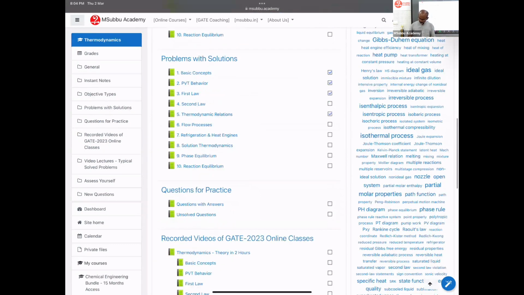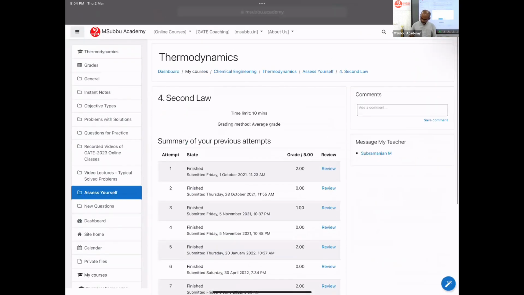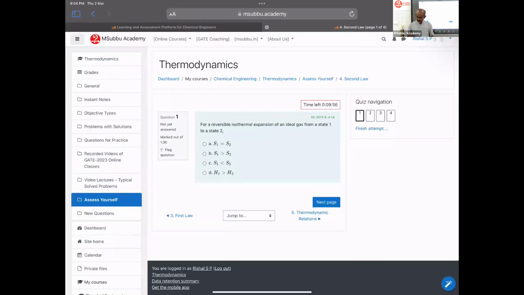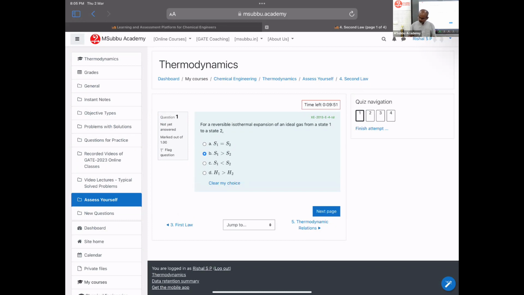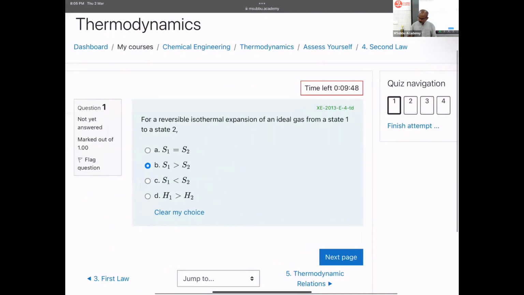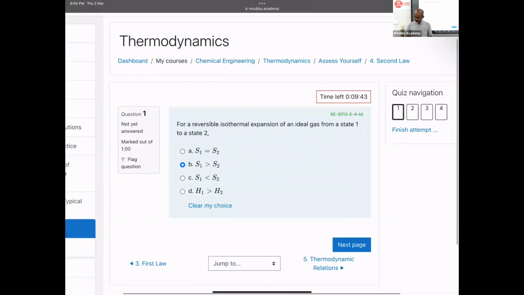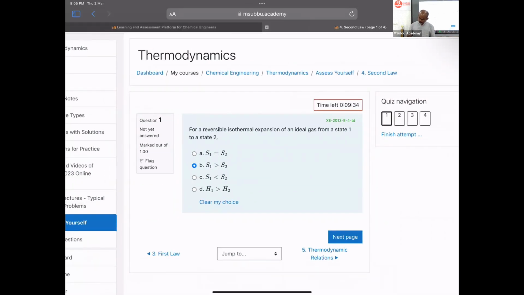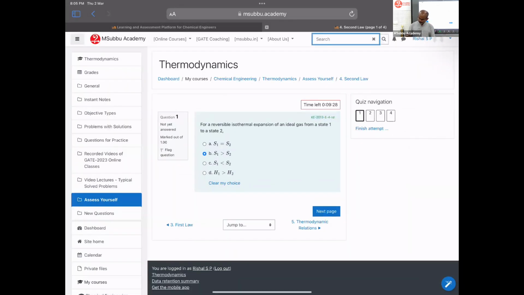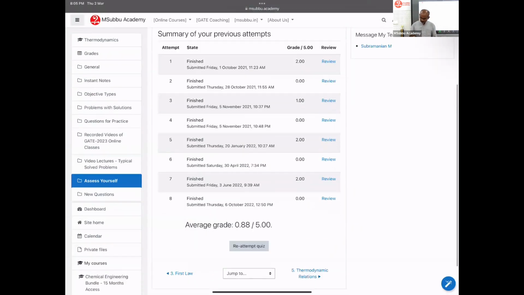Here, you can take any number of quizzes so as to check where you stand. These are all self-assessment quizzes. Most of the questions have solutions. How to go to the solution? There is a keyword, like XC 2013 E4, which means the question is taken from XC 2013, that is Engineering Sciences 2013, and the exact question number is also put up. You can simply copy this and search in this course page. You'll be taken directly to that page. And you can take any quiz any number of times.